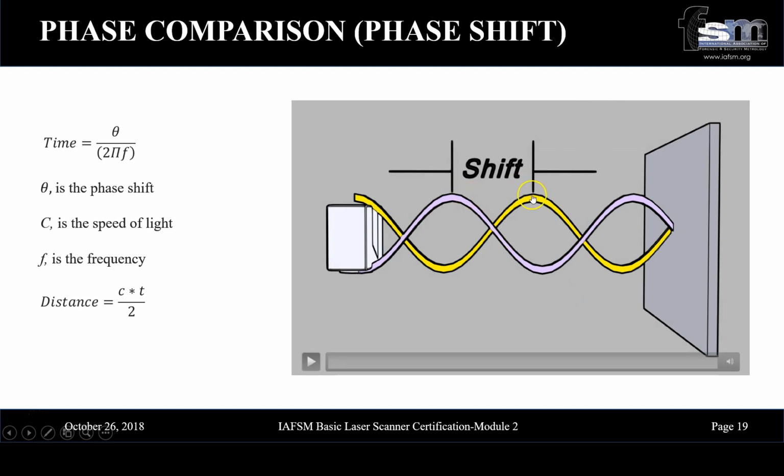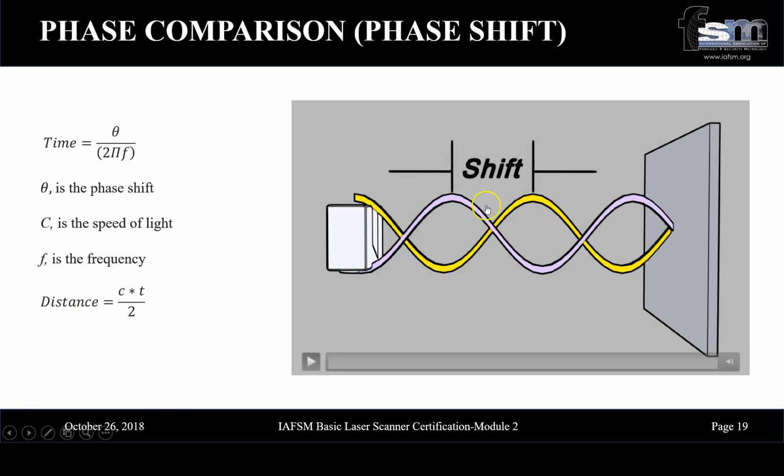And so if you measure from the crest of one wave to the crest of the other, you'll get this particular shift here. So the phase shift, here it's theta, can be used to calculate time in this equation here. So the time is the phase shift over 2 pi f, which is the frequency. And then you can plug that back into another equation and calculate the distance.